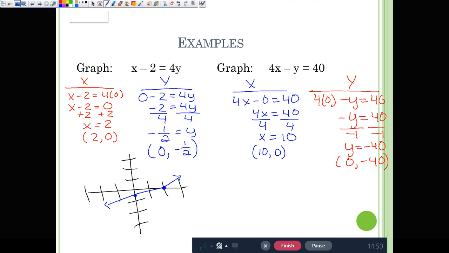I'm going to draw my graph. I'm going to number by tens. I'm going to plot my points. So I have 10, 0, I'm sorry, for my x-intercept, and then 0, negative 40 for my y-intercept. Connect my points with a line, and there you go.